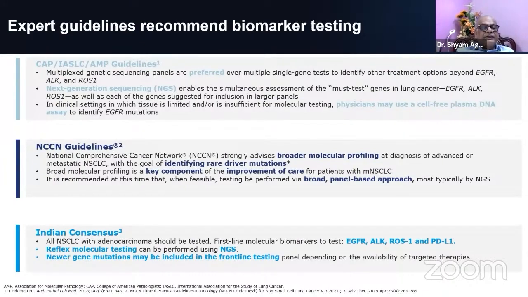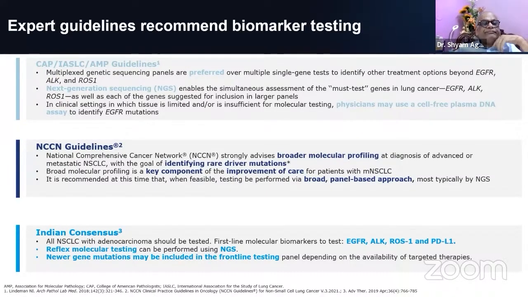And this is also supported by the guidelines, which are the CAP guidelines or NCCN guidelines or the Indian consensus. So newer gene mutations may be included in the frontline testing panel, depending on the availability of targeted therapies. I think most of the drugs today are available, and therefore either you go for a reflex testing or one can go for a broader molecular profiling upfront by the NGS, and that should preferably not be a hotspot panel but a comprehensive genomic profiling, which picks up all the abnormalities in the genes which we want to study. So I think NGS seems to be the order of the day.